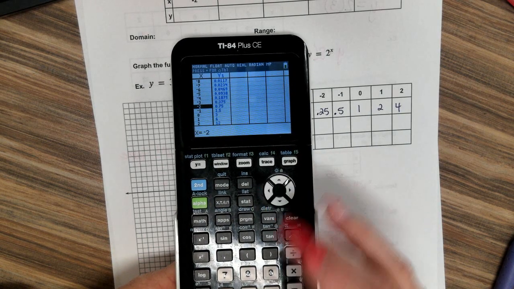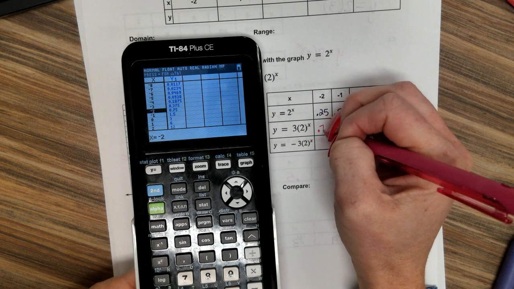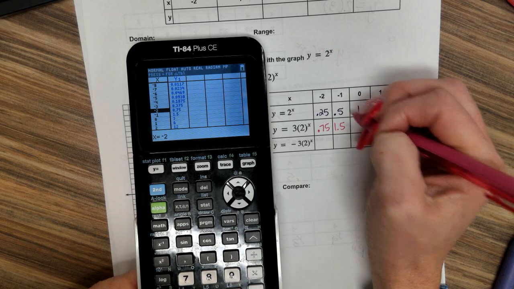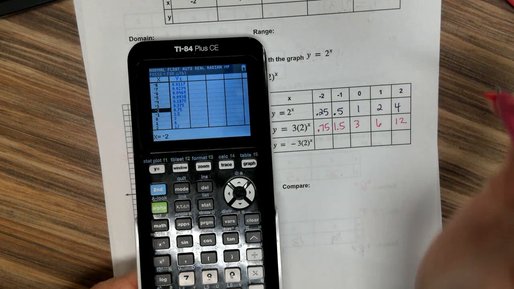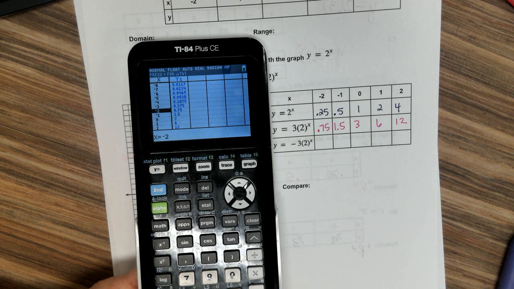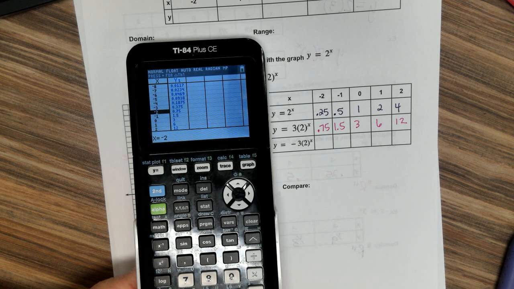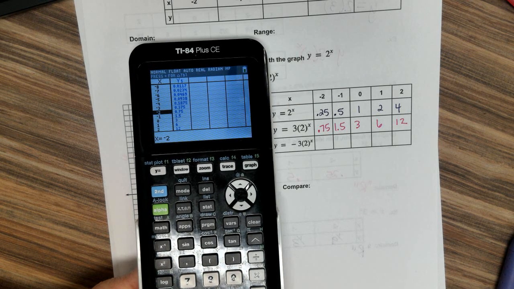When x is -2, y is 0.75. When x is -1, it's 1.5. When x is 0, it's 3. And then 6, and then 12. Question. Is it still growing by a growth factor of 2?